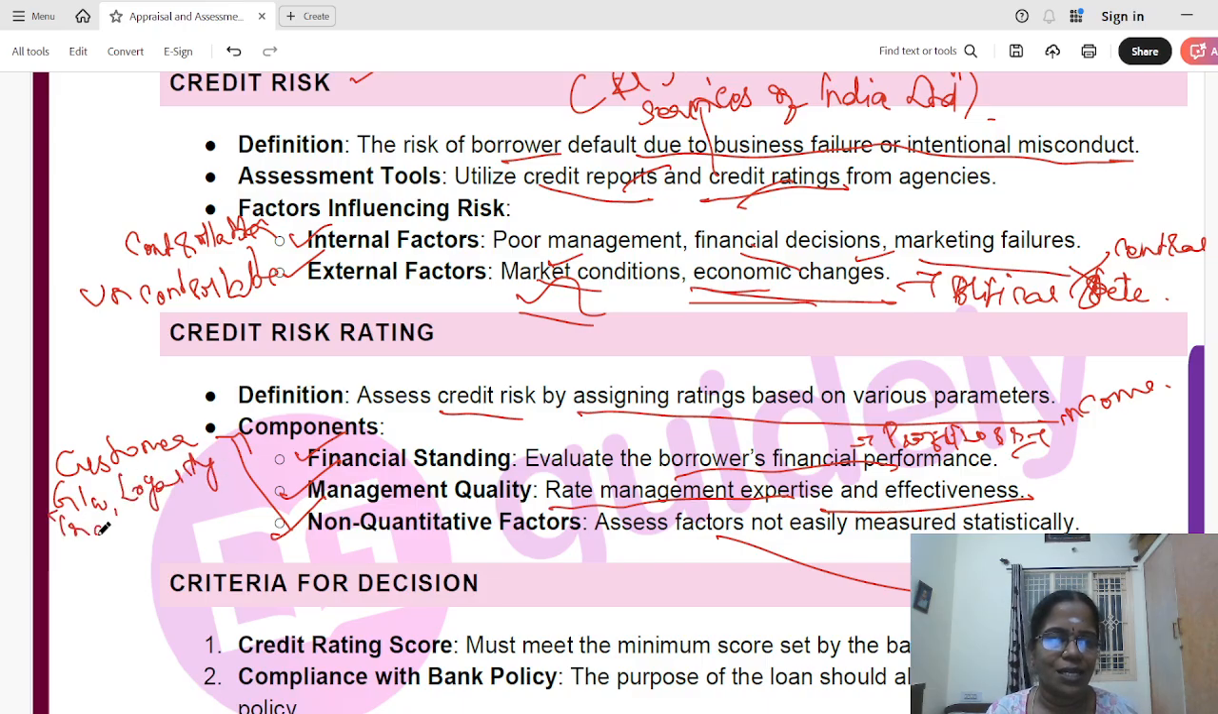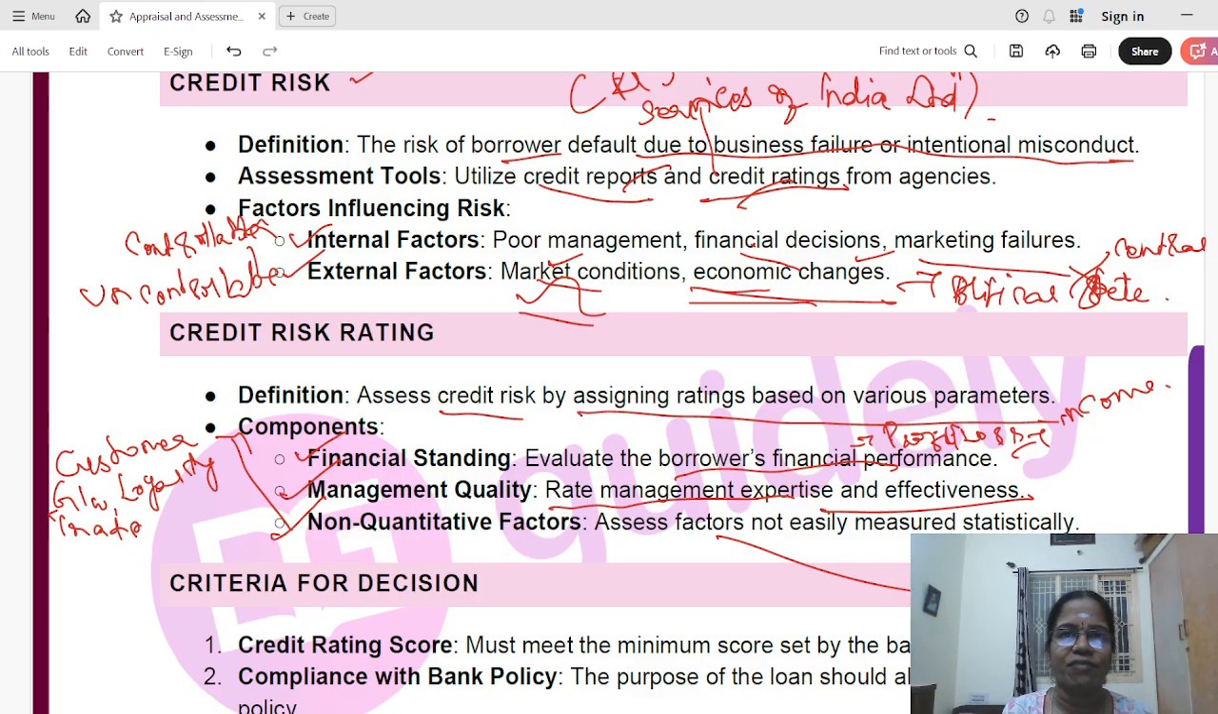So these we can say are intangible assets, which are non-quantitative in nature. These can decide how satisfied the customers are about that particular product in the market. What is the goodwill of your firm? What is the loyalty of your firm? The banker can check all this with the borrower before sanctioning the loan.